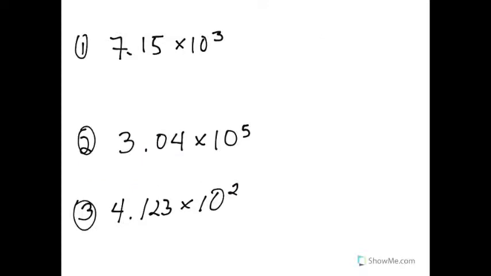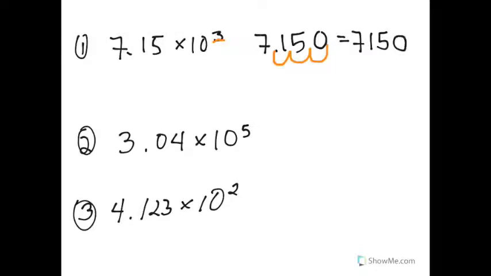Here we have number 1, 7.15 times 10 to the third power. What we need to do is look at the exponent. Our exponent is 3. That tells us that we need to move the decimal point 1, 2, 3 places. Since the exponent was 3, we moved the decimal point 3 places. You see how at the end there we have a little cup that's empty? We just need to fill that cup with a 0 and then write it over. So 7.15 times 10 to the third power equals 7,150.